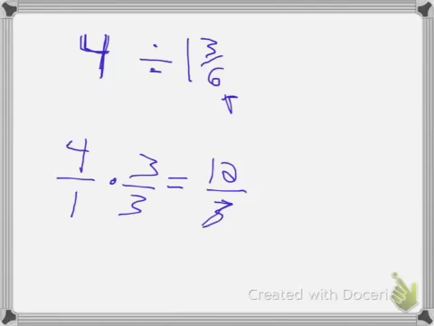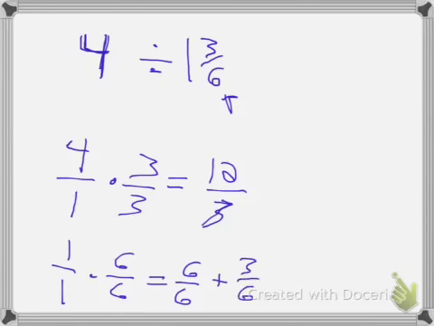And then you would do the same thing to the next. So 1 over 1 times 6 over 6. And that would be 6 over 6, obviously. And then you would have to add the 3 over 6, and it would equal 9 over 6. And now you have to do the keep, change, flip technique, which I will show you in the next slide.